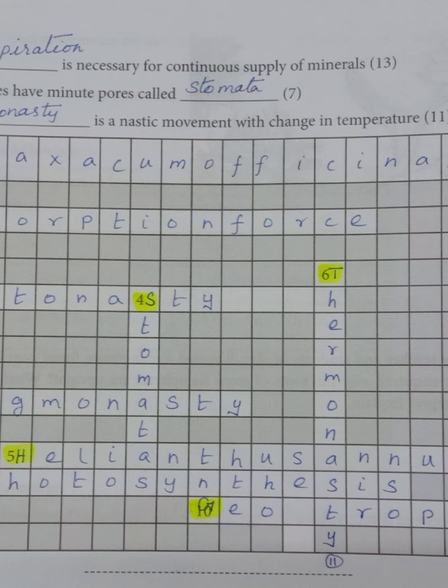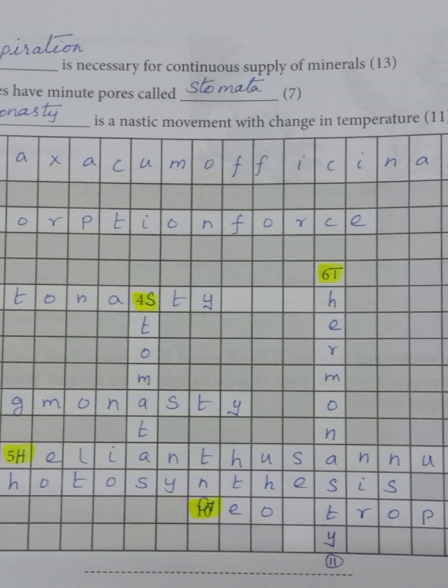Non-directional movement of a plant part in response to light stimulus is dash, photonasty. Response of a plant part to gravity stimulus is dash, geotrophism. Then down, 3. Dash is necessary for continuous supply of minerals. Transpiration. 4. The leaves have minute pores called stomata. 6. Dash is a nastic movement with change in temperature.